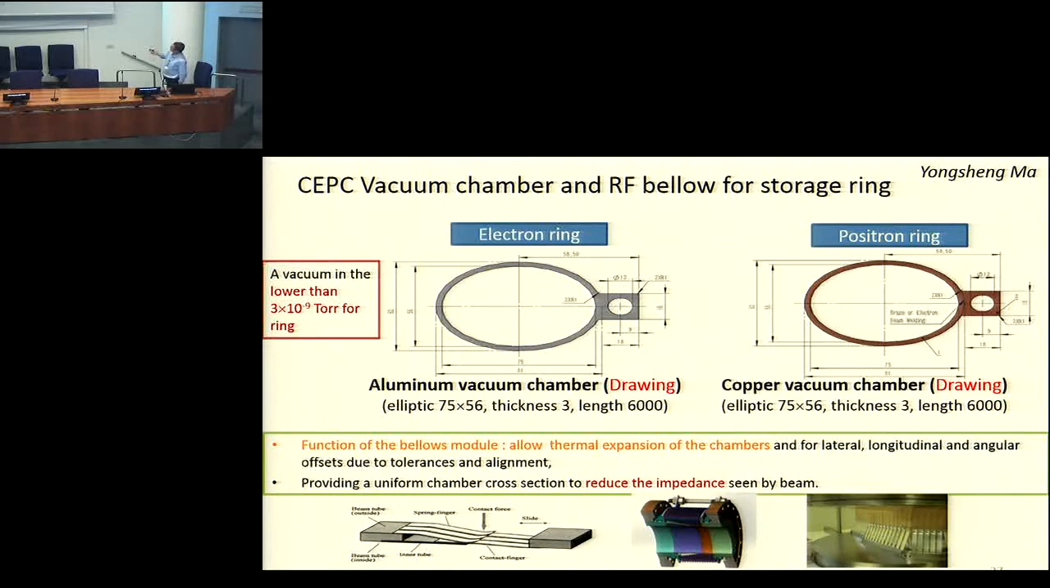And for the CPC vacuum system design considerations, we are going to develop for the positron ring a copper vacuum chamber, using a drawing mechanism. For the electron ring, we are still using an aluminum vacuum chamber. And we are going to develop the RF shielding bellow to allow the thermal expansion of the chambers and reduce the impedance of the vacuum chamber.